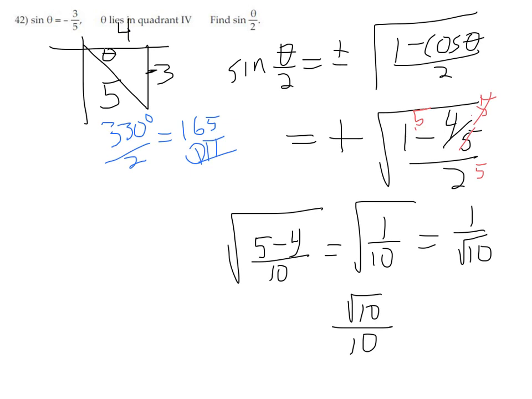Okay, that completes the review. This is the longest section, at least it seems like it's long. The next part of the review is chapter 4. And those are the trig equations.